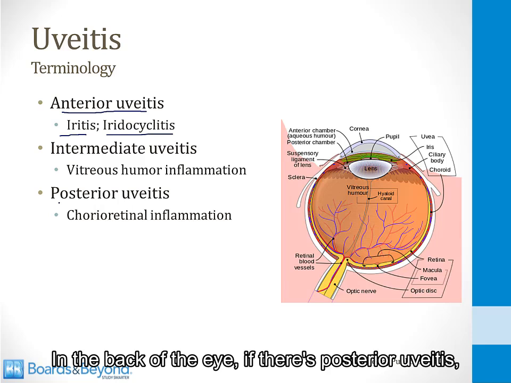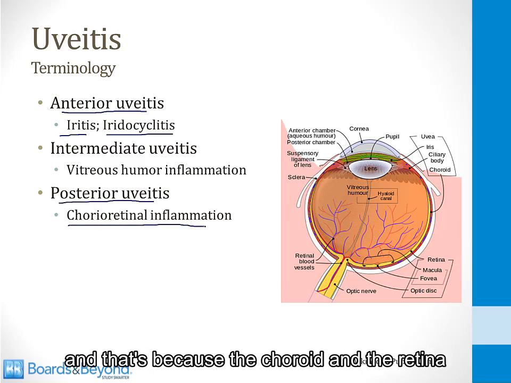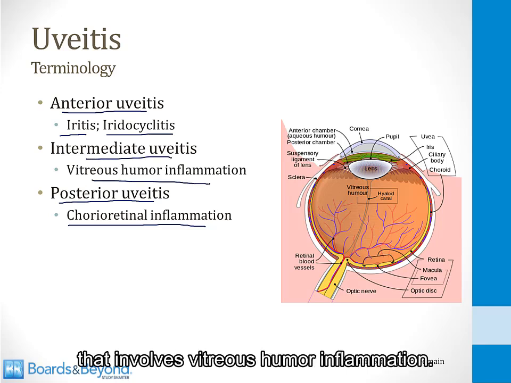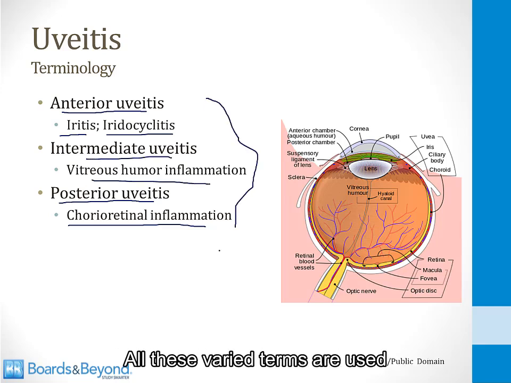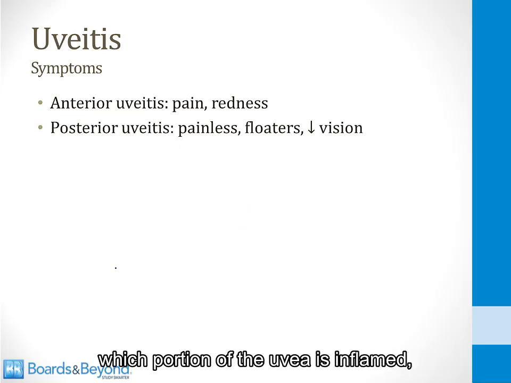In the back of the eye, if there's posterior uveitis, this is sometimes called chorioretinal inflammation, and that's because the choroid and the retina can be involved. And then there's also something called intermediate uveitis that involves vitreous humor inflammation. All these varied terms are used because the uveitis can involve different portions of the uvea. The symptoms also vary depending upon which portion of the uvea is inflamed.